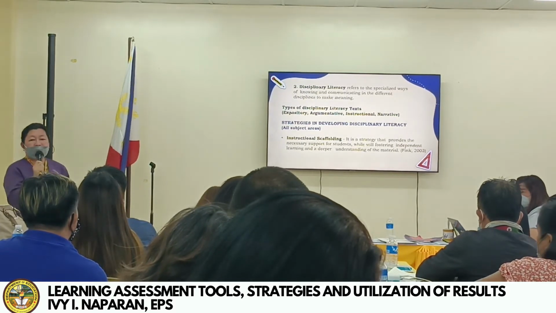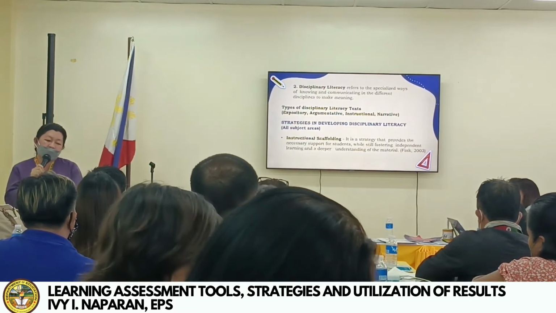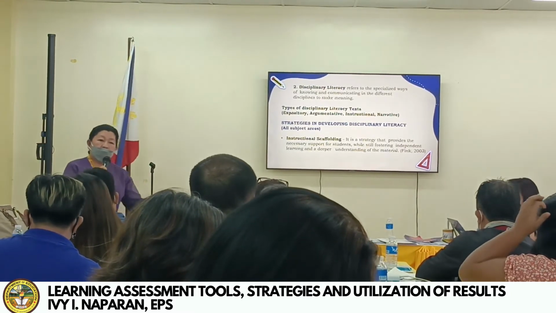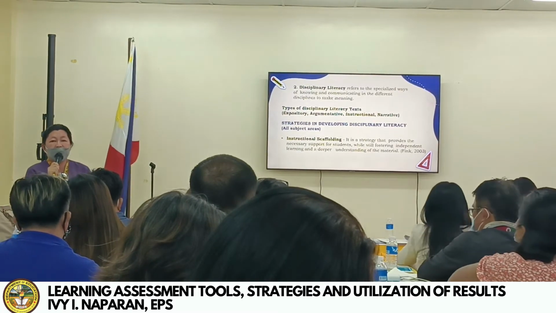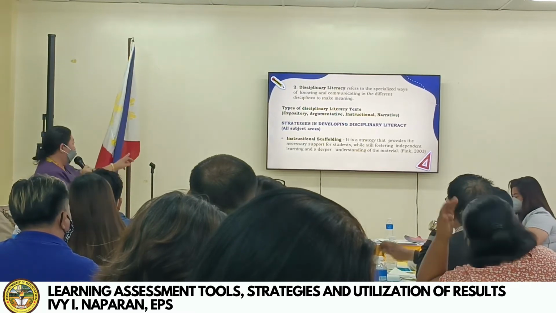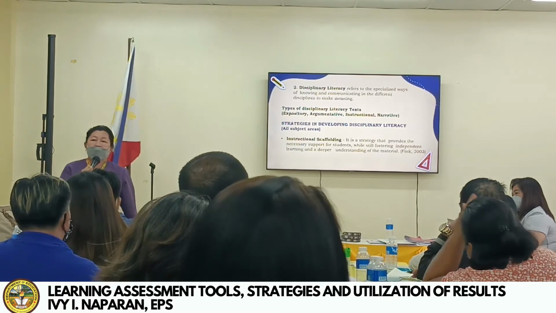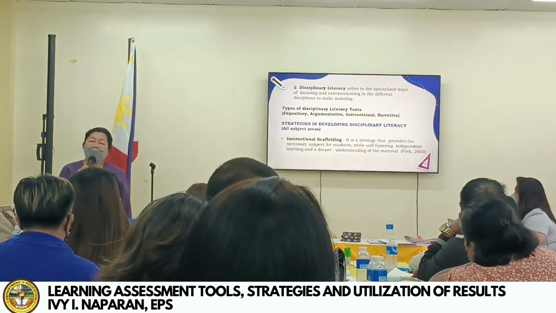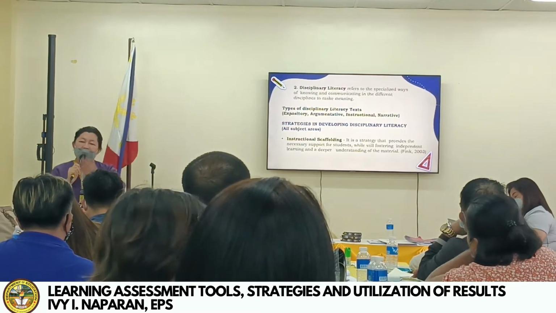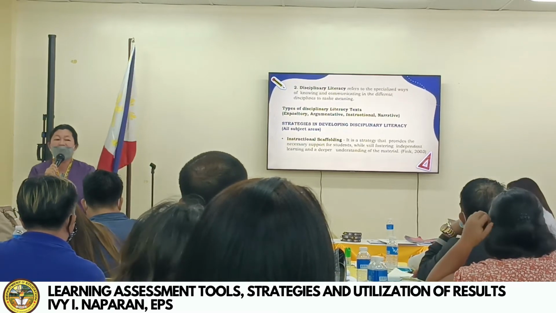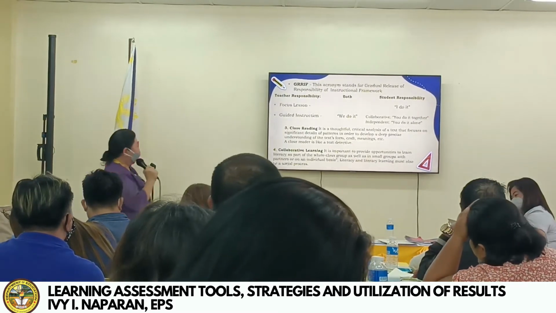Strategies in developing disciplinary literacy in all subject areas. First is instructional scaffolding. If the child has difficulty with the material, there's a need for that child to be guided until the learner is able to arrive at his or her own reading level in that particular grade. We call that instructional scaffolding. In K-12, this gradual progression is called spiral progression.